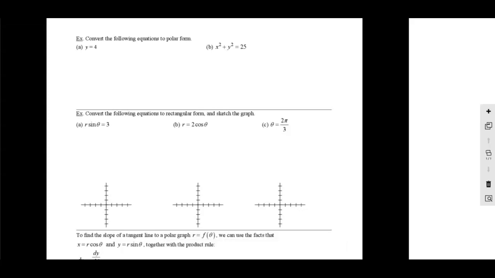Here we go. Convert the following equations from Cartesian into polar or vice versa. Remember, we have x is r cosine theta. We have y is r sine theta. And we know x squared plus y squared equals r squared. Those are the three big things. So what we would be doing is trying to look for things that I could switch. Like here, y, I could switch it to r sine theta.